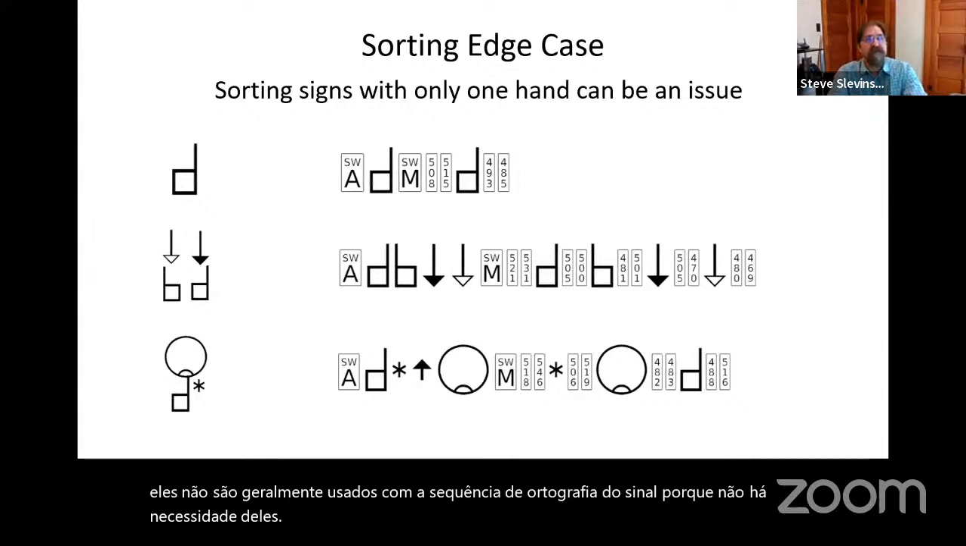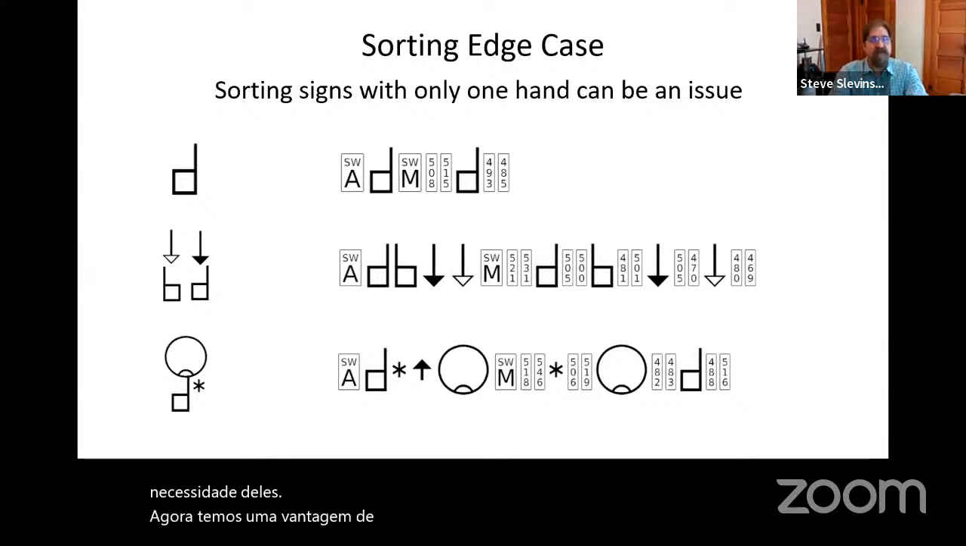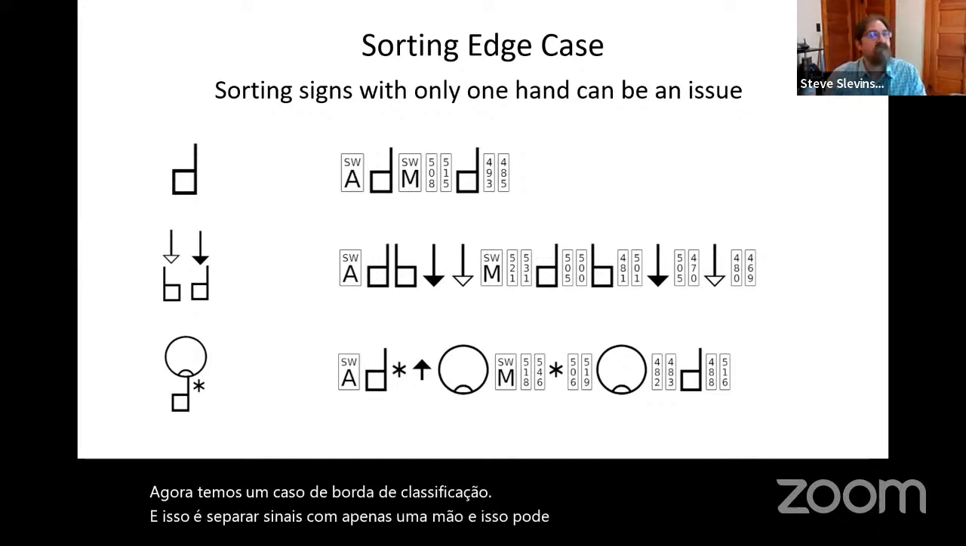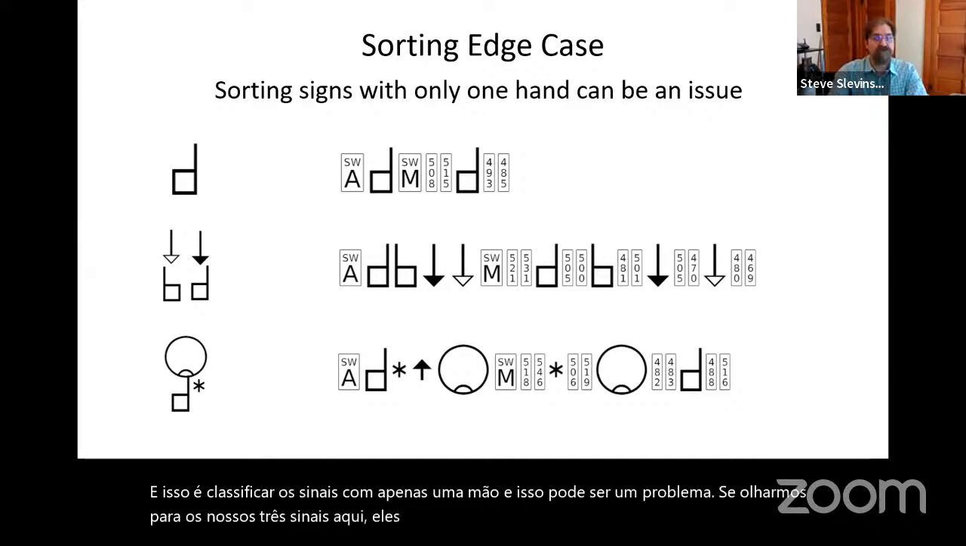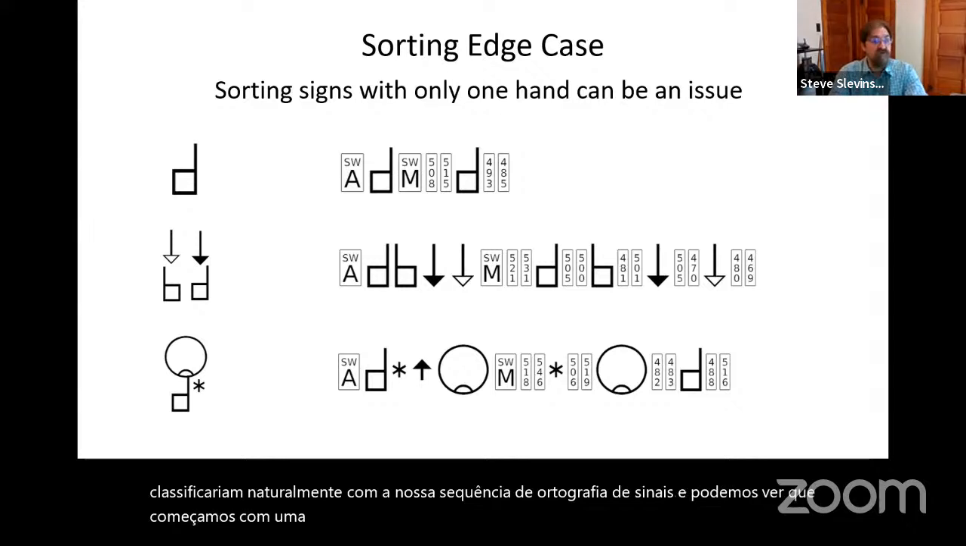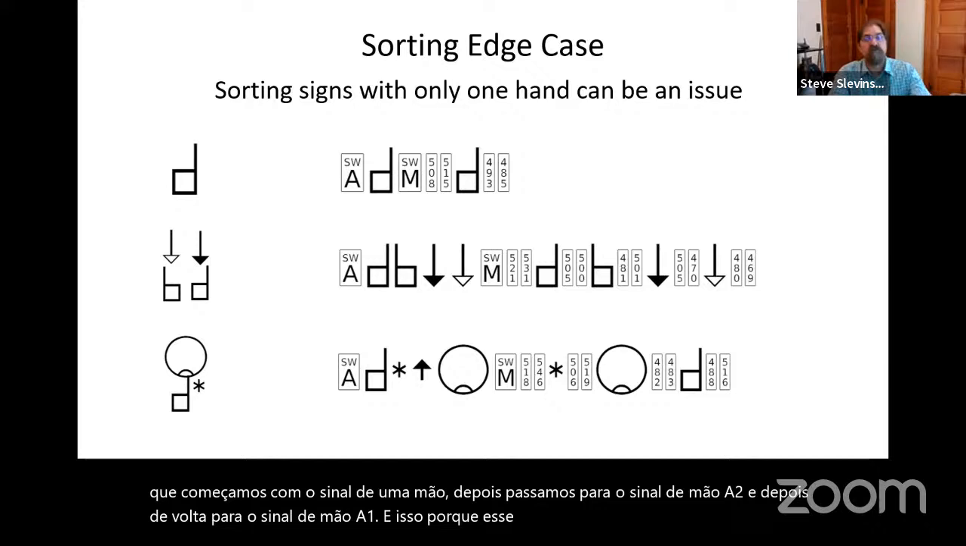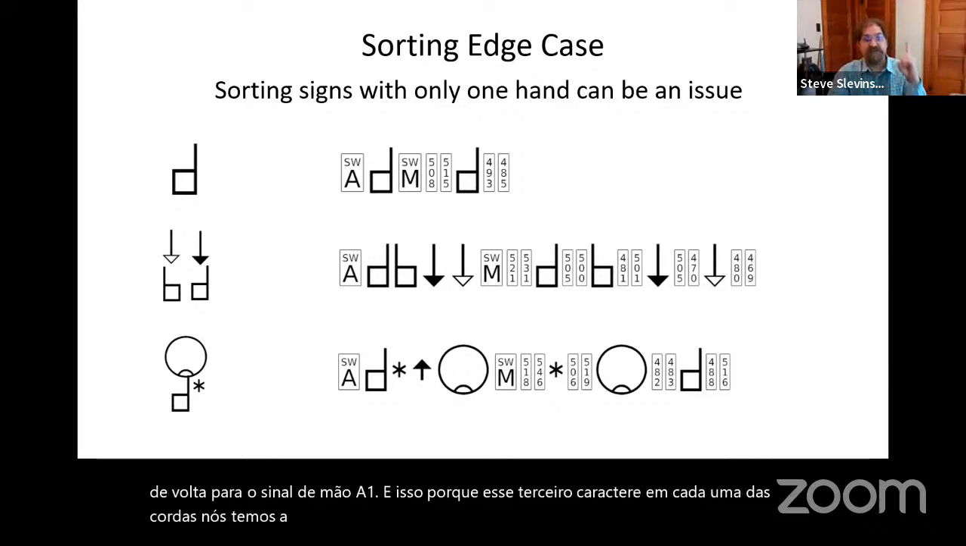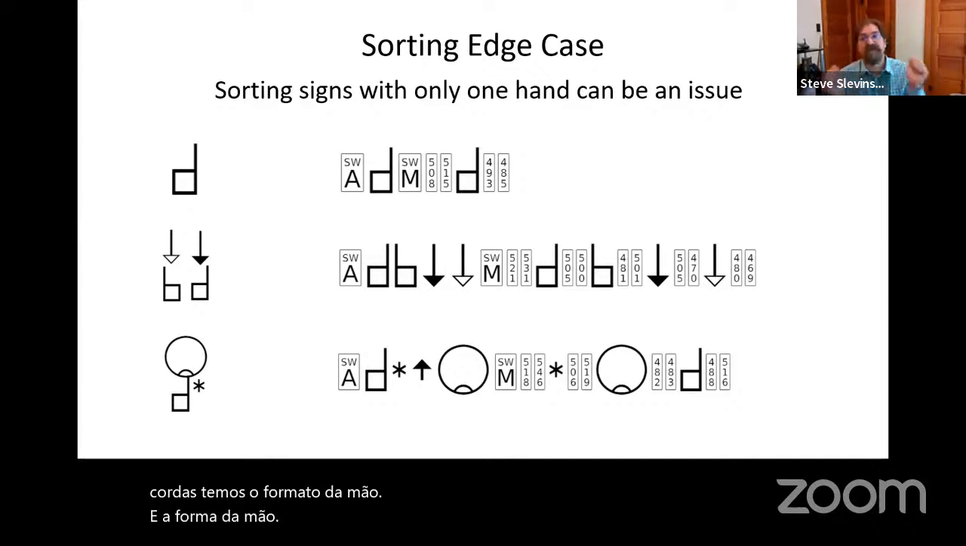Now we have a sorting edge case, and that is sorting signs with only one hand, and that can be an issue. If we look at our three signs right here, they are sorted according to how they would naturally sort with our sign spelling sequence. And we can see that we start with a one-handed sign, then we move to a two-handed sign, and then back to a one-handed sign. And that's because that third character in each of the strings is the hand shape. And the hand shape comes before the contact.